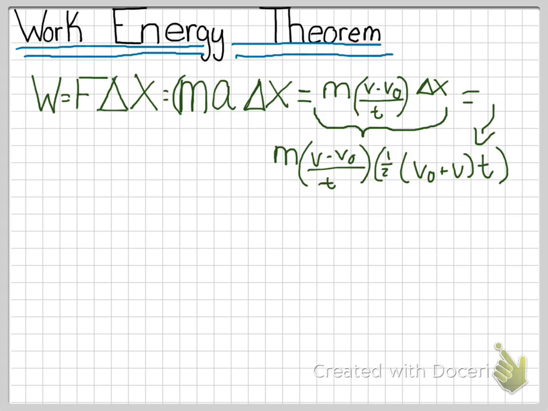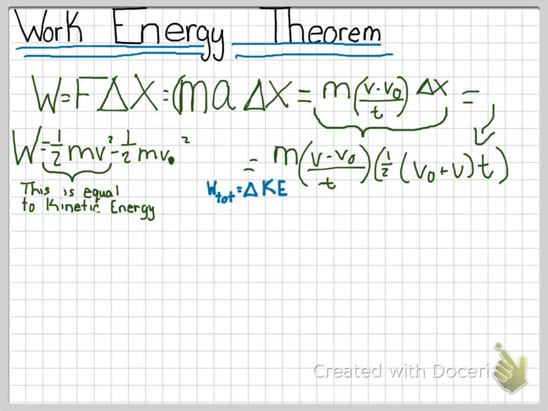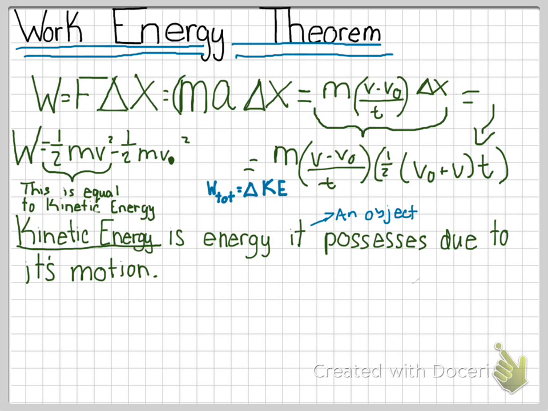When we simplify this equation, we will get the work-energy theorem, which states that 1/2 mass times velocity squared is equal to 1/2 mass times initial velocity squared. So, this means that the work total is equal to the change in kinetic energy, because the first portion of this equation, 1/2 mass times velocity squared, is equal to kinetic energy. And kinetic energy is the energy an object possesses due to its motion.